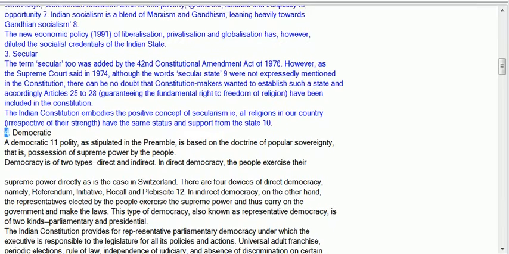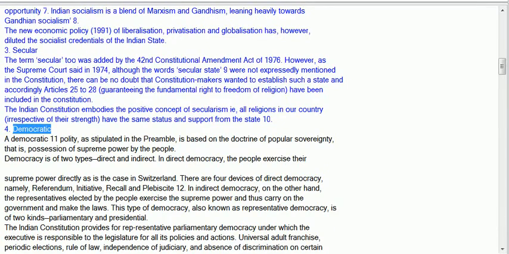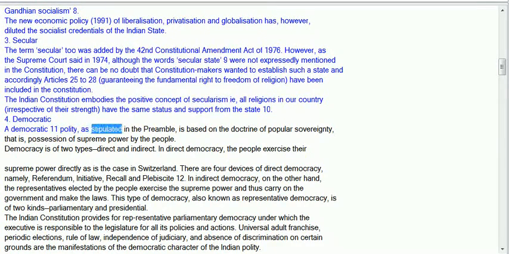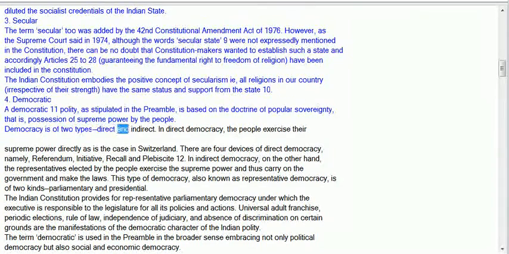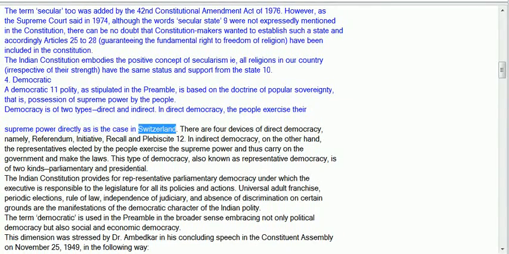4. Democratic. A democratic polity, as stipulated in the preamble, is based on the doctrine of popular sovereignty, that is, possession of supreme power by the people. Democracy is of 2 types: direct and indirect. In direct democracy, the people exercise their supreme power directly, as is the case in Switzerland.